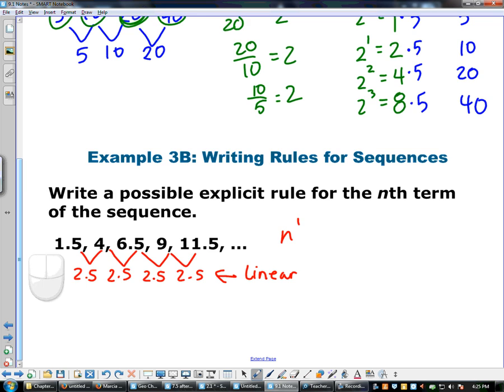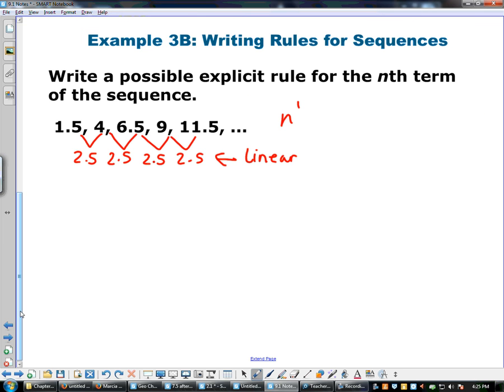So in order to do this, I'm going to figure out what is my starting point. I want to always kind of know what is A1. What is your first term? So my first term in this case is 1.5. Now, when I have my 1.5, I need to know what would I have to do to it to get to my next term, to get to 4.